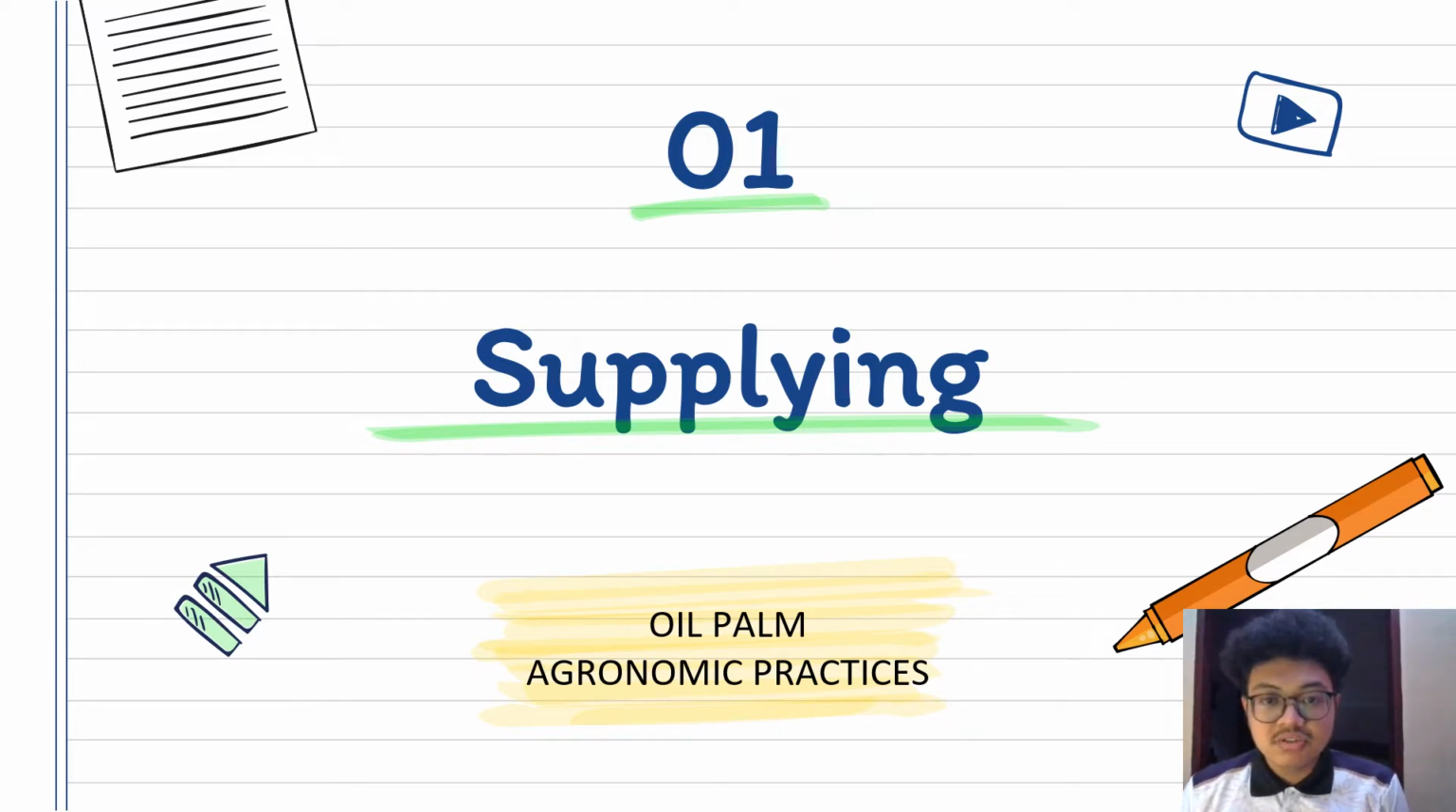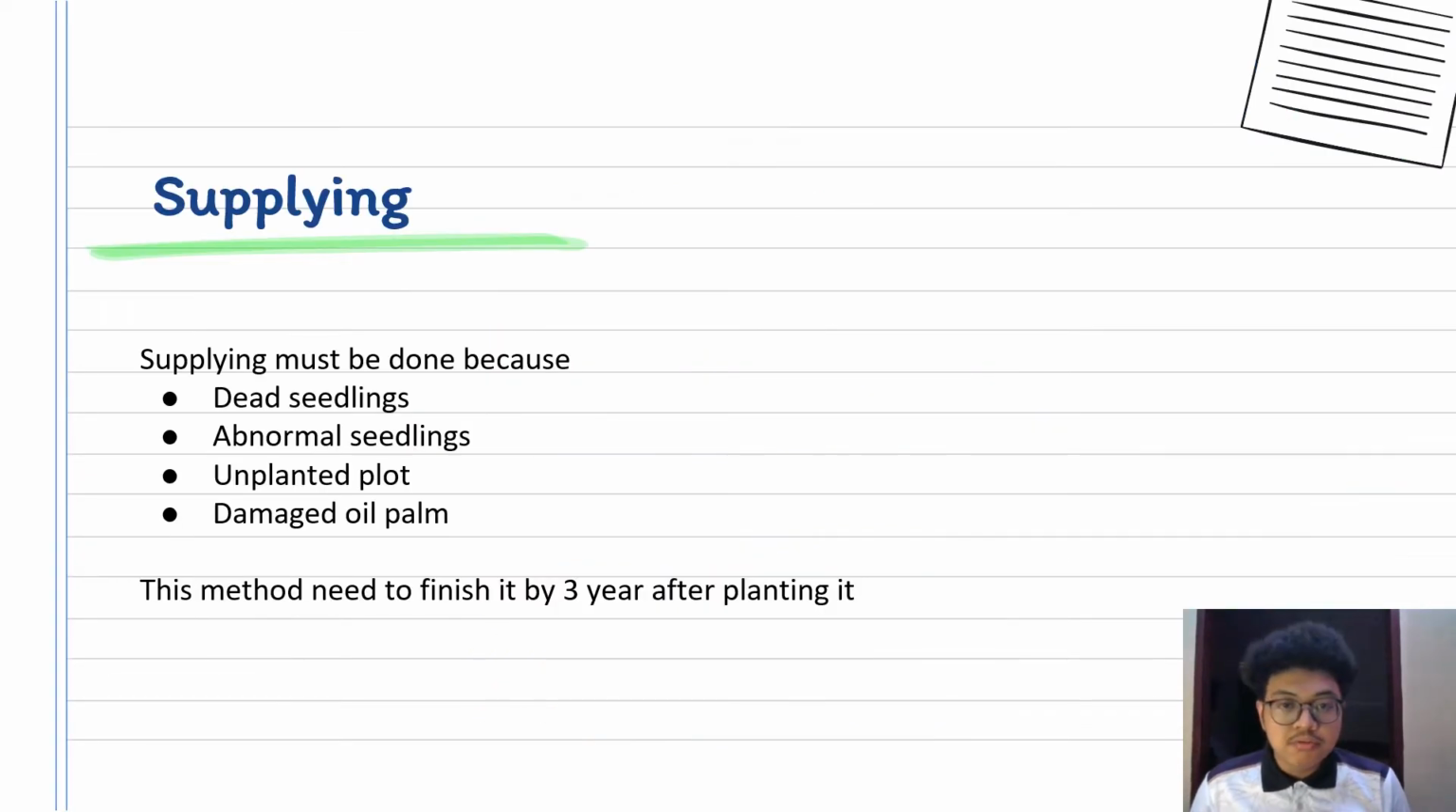Supply is the total of new production and stock by bringing new plants to the field to fill the empty places in the field. So we have to remove them and replace them with new plants. We have to supply new plants to fill the vacant points because there are dead seedlings, abnormal seedlings, unplanted plots, and damaged oil palm.